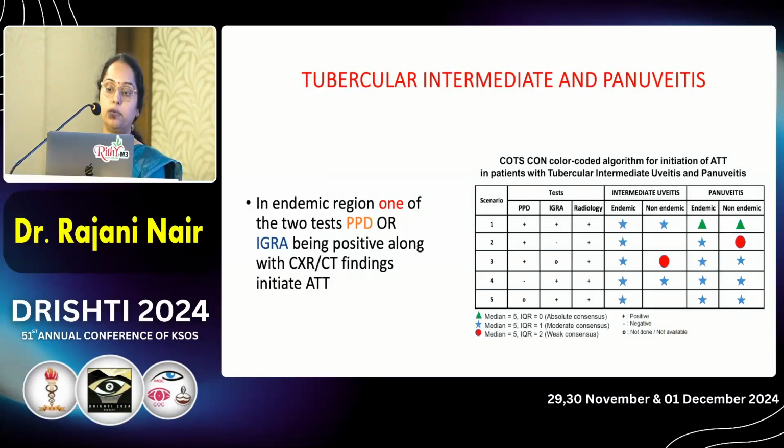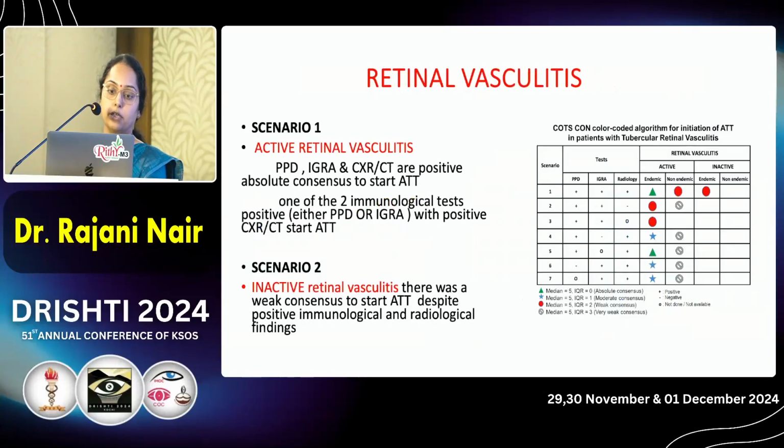In tubercular intermediate and pan uveitis, when all 3 tests are positive, there is absolute consensus in both endemic and non-endemic areas to start ATT. However, in endemic regions, either one of the tests along with a positive chest X-ray or CT finding is enough to start tubercular treatment.